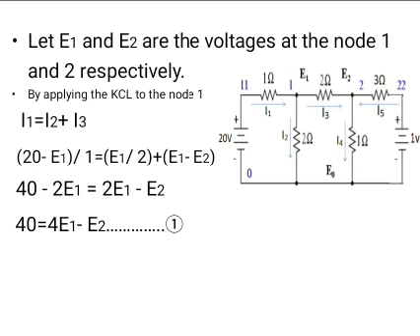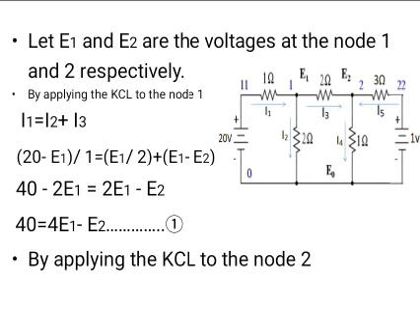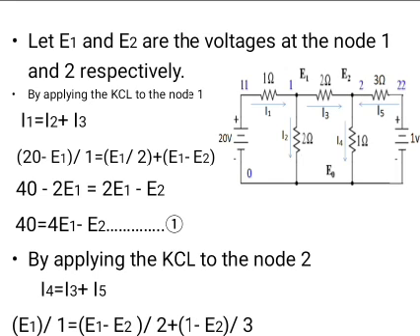Therefore, by solving, you will get 40 equals 4E1 minus E2. By applying the KCL to node 2, I4 equals I3 plus I5. That means I4 equals E1 minus 1, E1 divided by 1, and I3 equals E1 minus E2 divided by 2, plus I5 equals 1 minus E2 divided by 3.